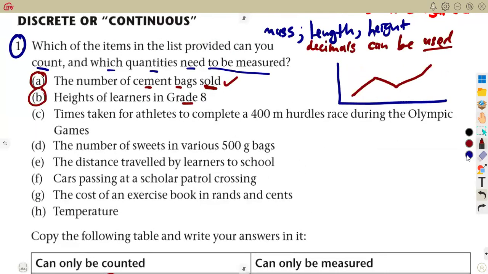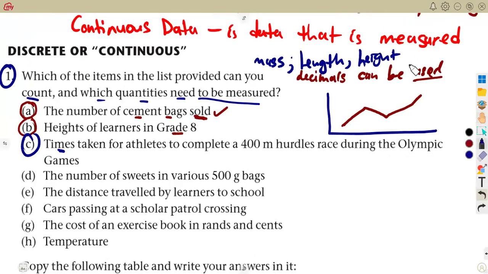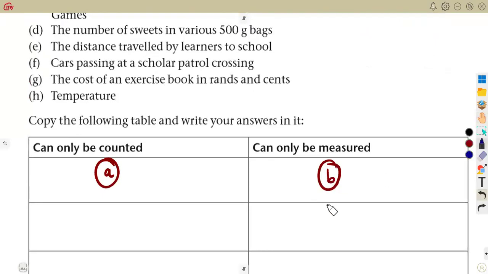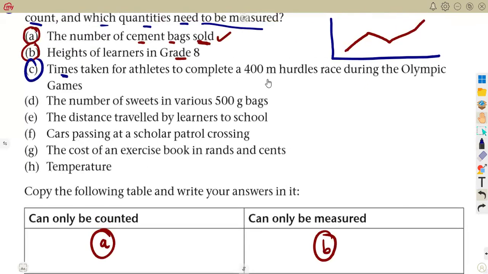Let's check C. The time taken for athletes to complete a 400 meters hurdles race during the Olympic Games. The time, you measure it. When we talk of time, it is measured. You cannot count, but you have to measure those times. So C can only be measured, time. You are going to write the answer there as it is, but here, guys, I just want you to have it like that so that we do not spend time. I never thought it was going to be this long. All right, anyways, let's see.